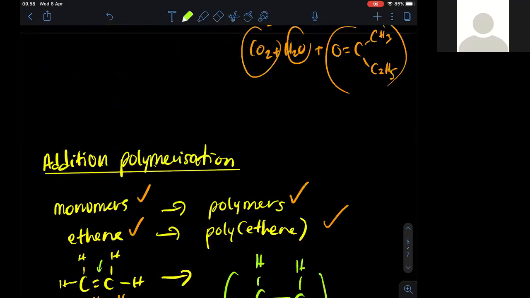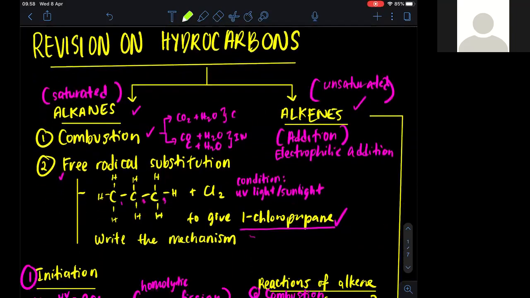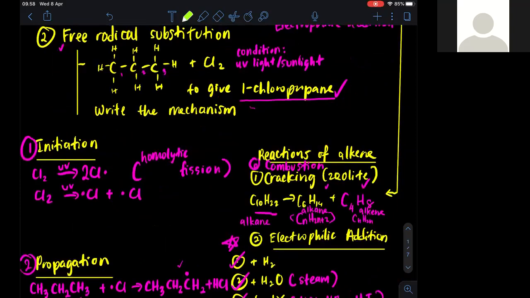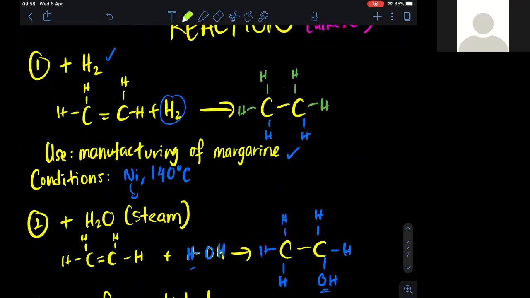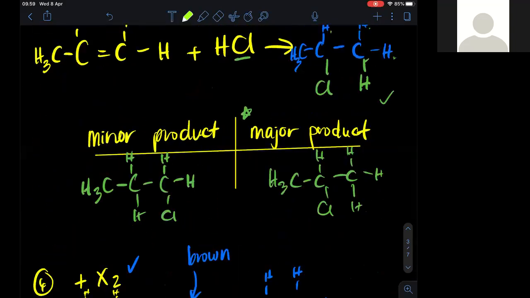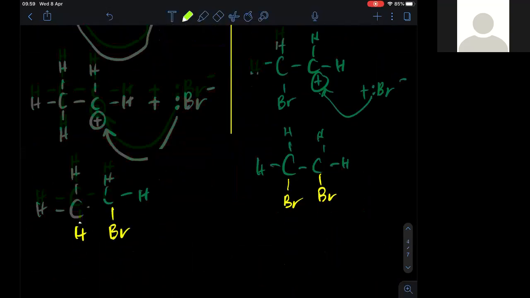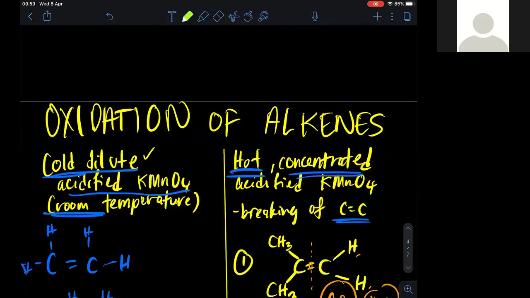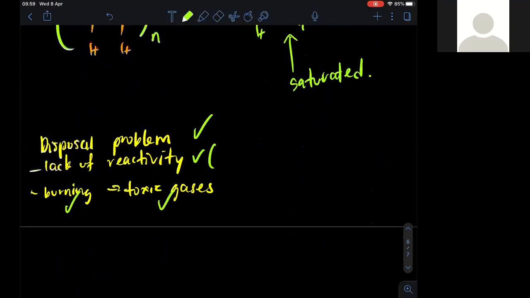I'll just show you slowly. There are alkanes and alkenes, and all the reactions you can slowly see. These are the things that we have learned. Electrophilic addition reaction, all the conditions and mechanism and so on, Markovnikov rule. And then how to write the mechanism of the electrophilic addition reaction, oxidation, very important, and then a little bit on addition polymerization. That's all for today's lesson.